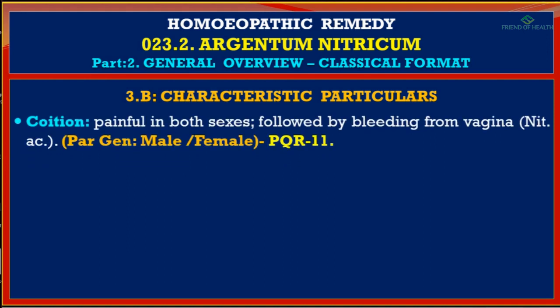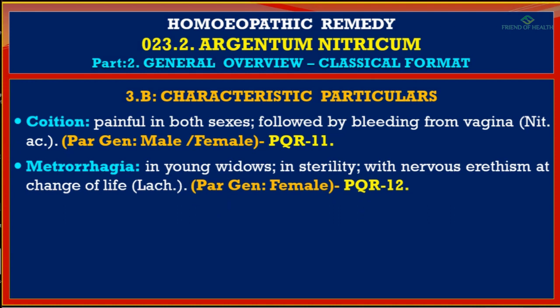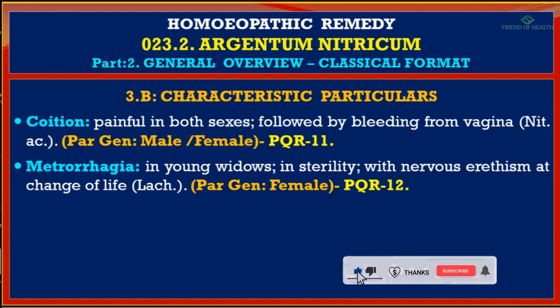Coition painful in both sexes, followed by bleeding from vagina. We have nitric acid, a closely competing remedy. Metrorrhagia, especially in widows, young widows who have emotional trauma and that disturbs their hypothalamic pituitary axis and causes disturbances. Emotional brain is affected. Emotional brain directly affects the hypothalamus. Hypothalamus, which controls the pituitary, gets defunct, and ultimately hormonal disturbances in young widows cause metrorrhagia.